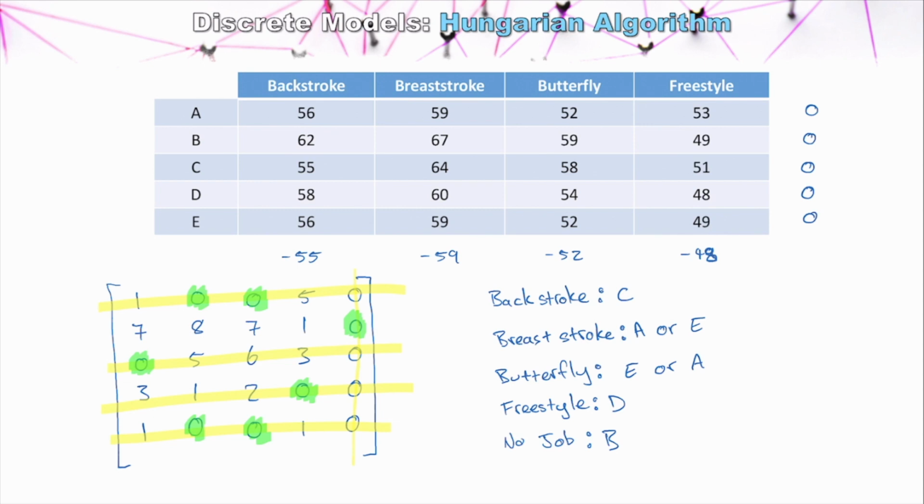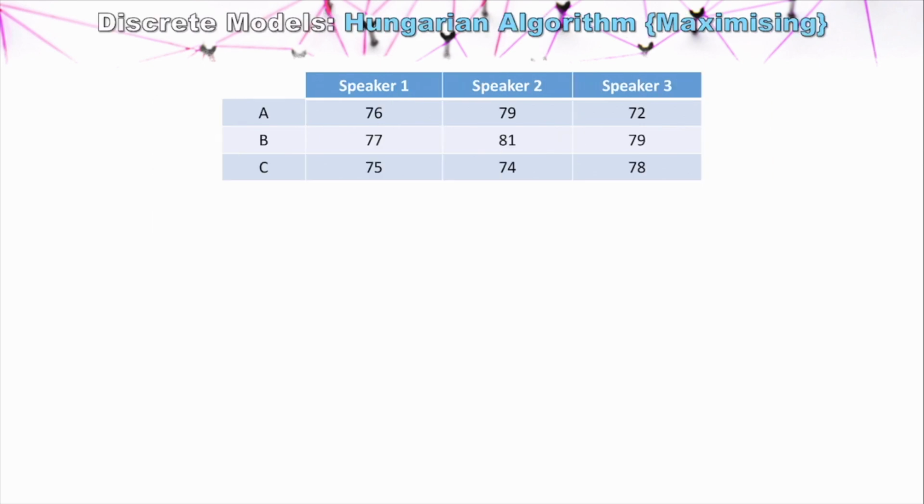The other one that we've got to think about is what happens if we want to maximize a problem rather than minimize. So what I've got here is a theoretical set of scores that is going to be achieved from a debate. You've got 3 speakers in a debate and we've got a team of 3 just to make it nice and simple here. Now, these are the scores for if person A went first, they'd get 76 points. If they went second speaker, they'd get 79. If they went third speaker, they'd get 72. We want to allocate here so we achieve the maximum overall score and not the minimum.